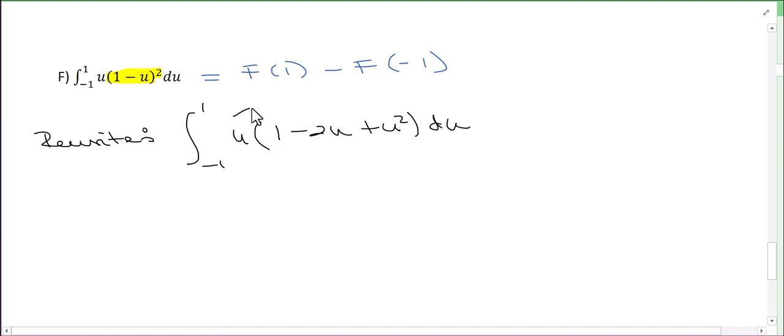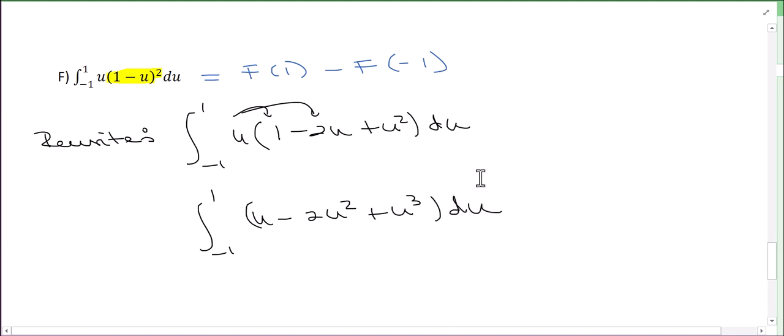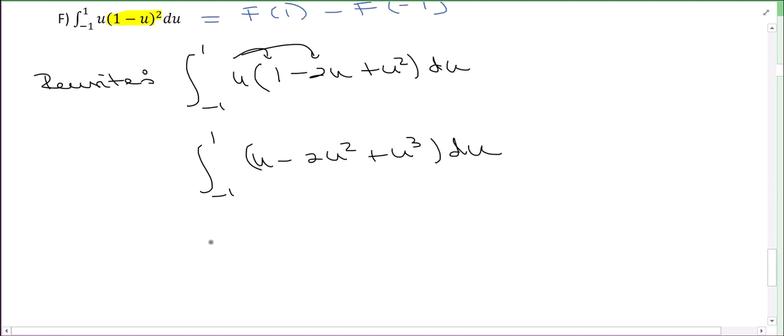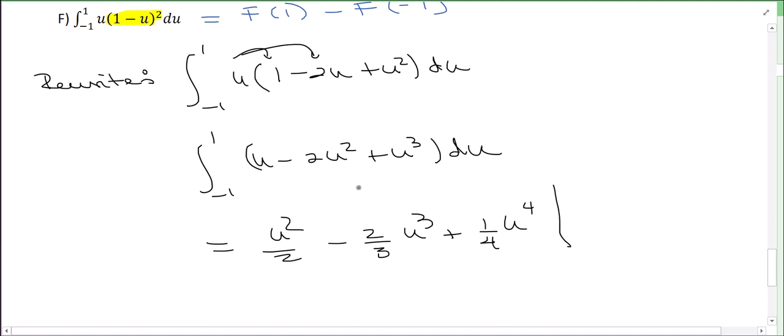And now we can bring this u inside that parentheses. So I'm going to have the integral from -1 to 1 of u minus 2u squared plus u cubed du. And now I can take the antiderivative and then apply the fundamental theorem of calculus. So this will be u squared over 2 minus 2/3 u cubed plus 1/4 u to the 4th. No need to do plus c because this is a definite integral. If you did plus c, what you will find is that once you plug in your top limit and your bottom limit, the c's will cancel.